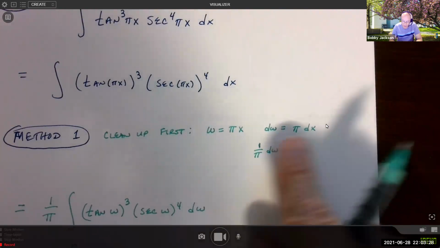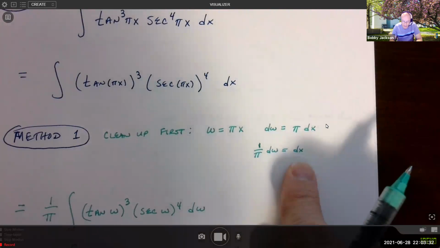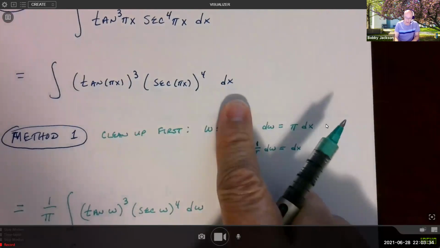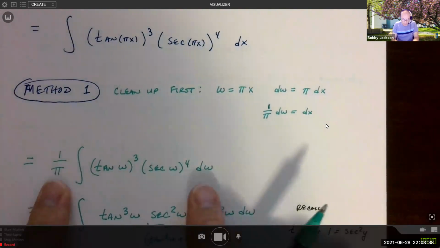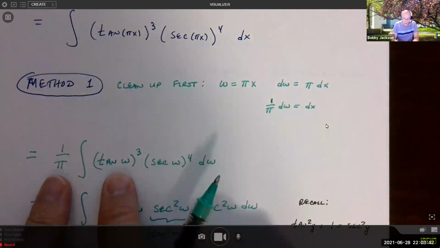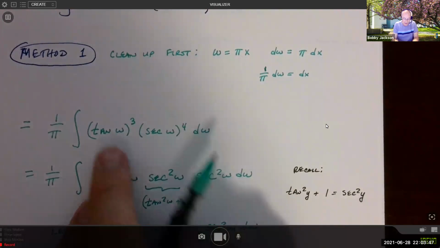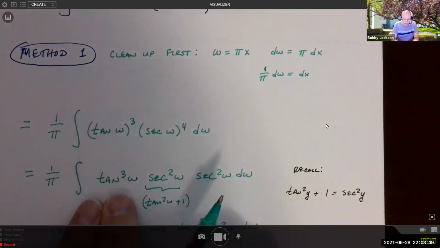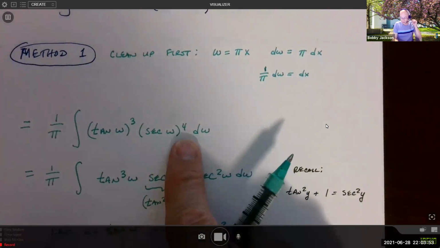And then dividing by pi on both sides, I get 1 over pi dW equals dx. So I'm just going to replace the dx with 1 over pi, which is a constant multiple, pull that out, dW. And then I've got tangent of pi x, or tangent of W, and secant W. So again, tangent of W to the third power is tangent cubed W, and then this would be secant to the fourth W.